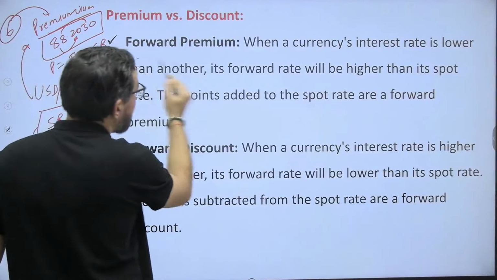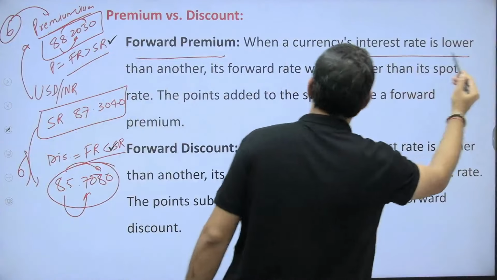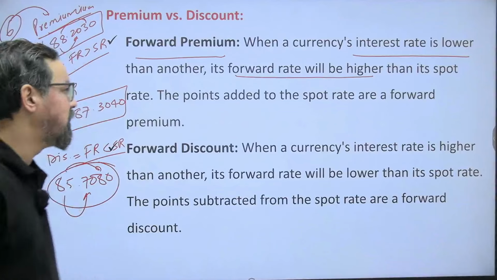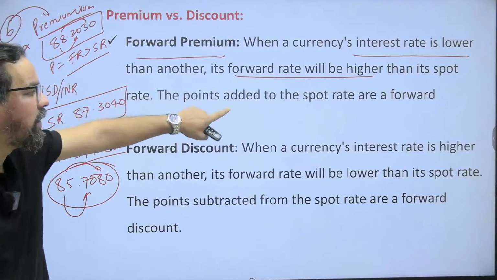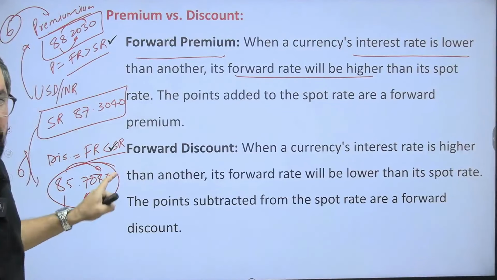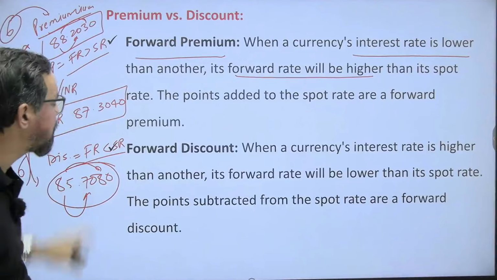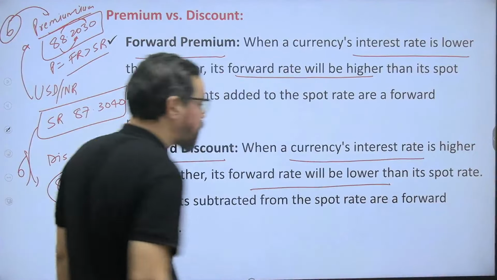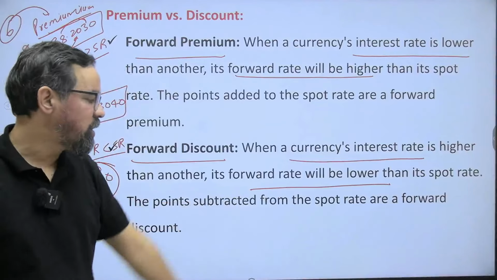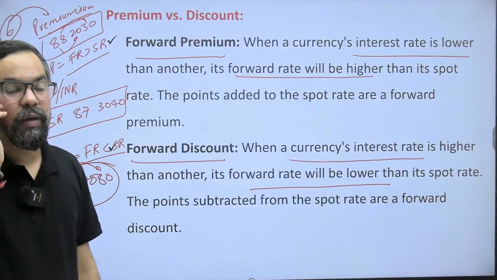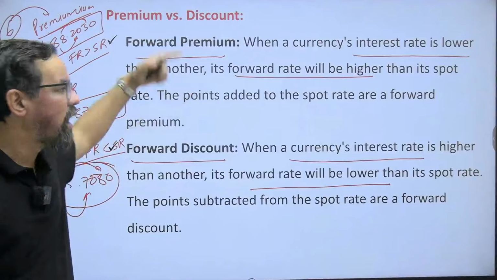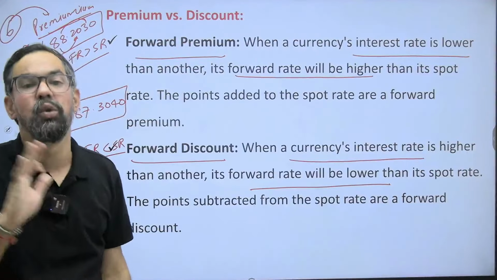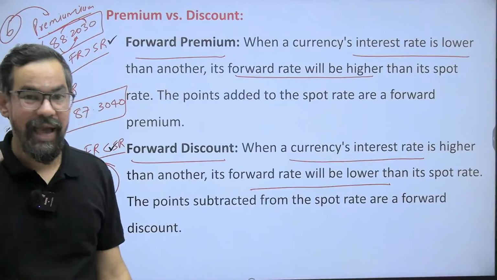So forward premium: when a currency's interest rate is lower than another, its forward rate will be higher than its spot rate. The points are added to the spot rate as forward points, on the positive side. And the discount rate is a similar one, lower than the spot rate, and the points are subtracted from this particular one. So to calculate, if it is a case of premium, you have to add the forward points. If it is a case of discount, you have to subtract those forward points, as we discussed earlier also.